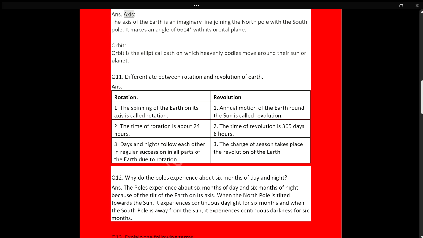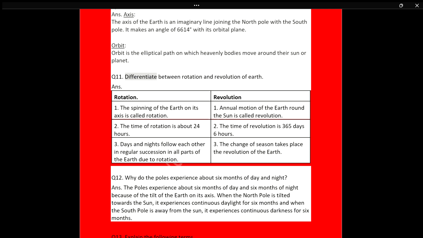Q10. What are axis and orbit? Ans. Axis: The axis of the Earth is an imaginary line joining the North Pole with the South Pole. It makes an angle of 66.5 degrees with its orbital plane. Orbit: Orbit is the elliptical path on which heavenly bodies move around their sun or planet.